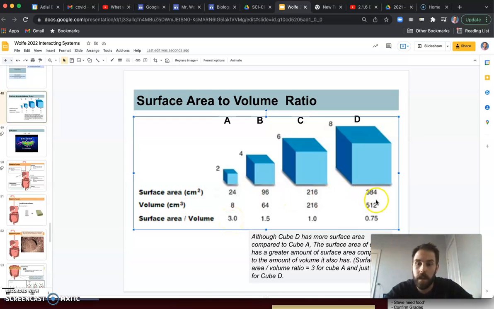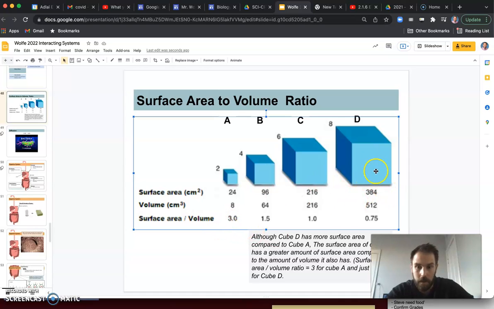Now let's go up to D. There's a lot of surface area compared to this other one, but look how much volume there is: 512 centimeters cubed. So if I were to take the fraction of this, 384 divided by 512, it's actually less than 1. It's 0.75 is my fraction, 3/4. So what I want to do is compare these fractions.